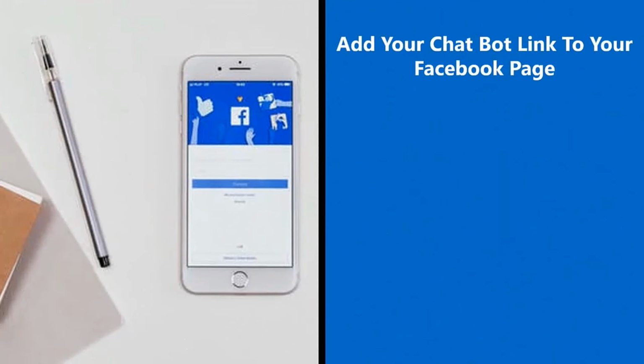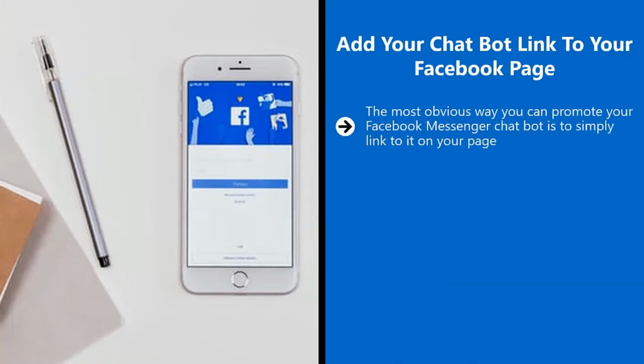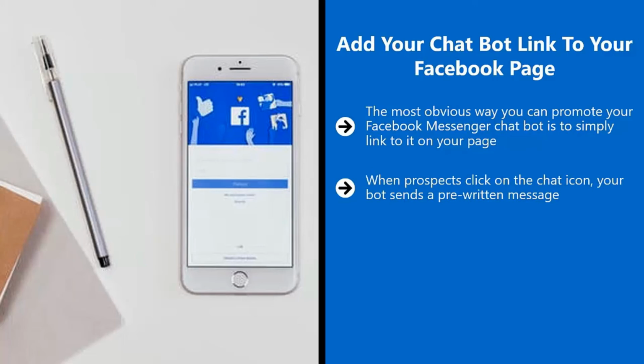Add your chatbot link to your Facebook page. The most obvious way you can promote your Facebook Messenger chatbot is to simply link to it on your page. No big mystery. You should be doing this by default. When prospects click on the chat icon, your bot sends a pre-written message. This opens the discussion, and then you can follow up after 24 hours. The prospect can then send other messages, and then this triggers yet another response from you.